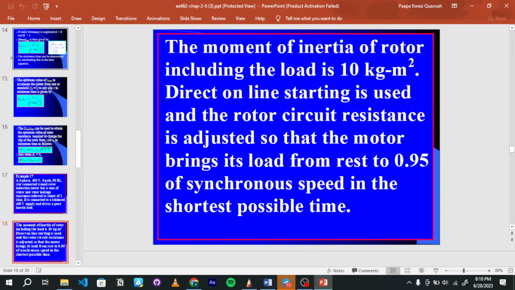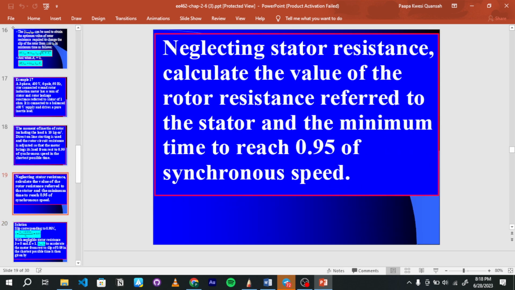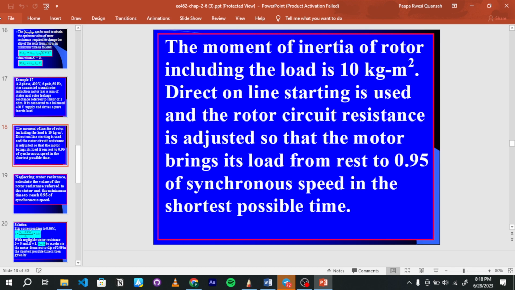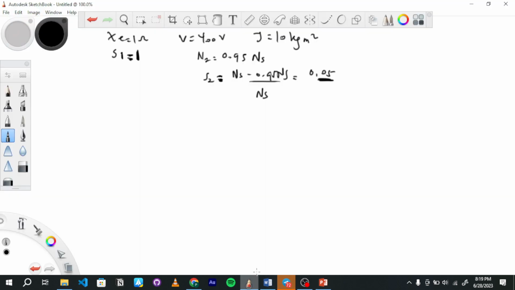Let me be sure that I'm doing the right thing. Okay, yes. That's my slip 2. From this to this, in the shortest possible time, neglecting stator resistance, calculate the value. So we should neglect R. So take R1 to be 0. It means B is 0, right?